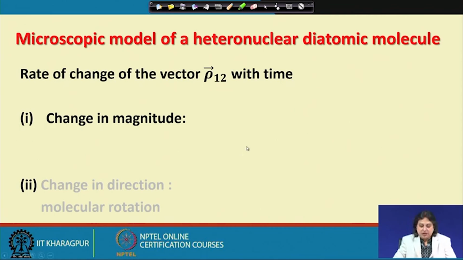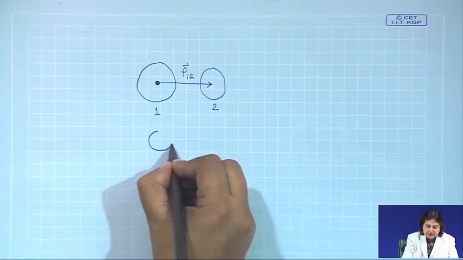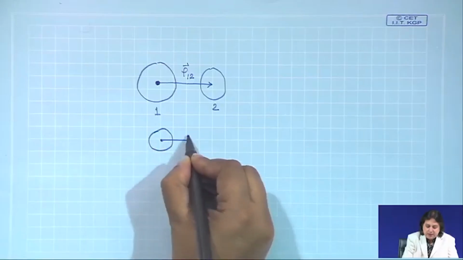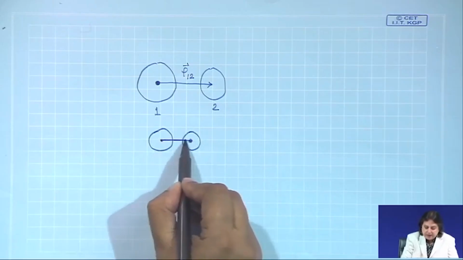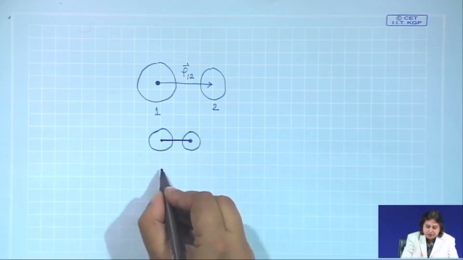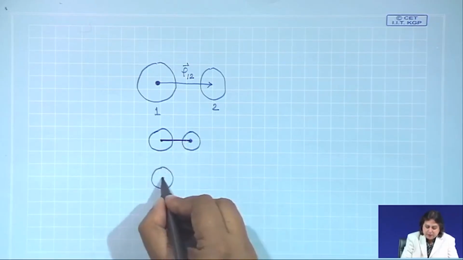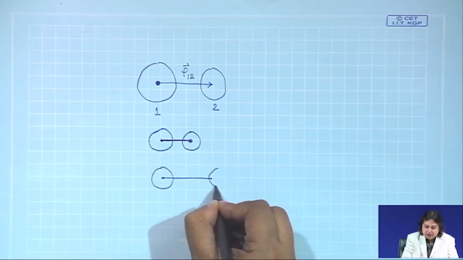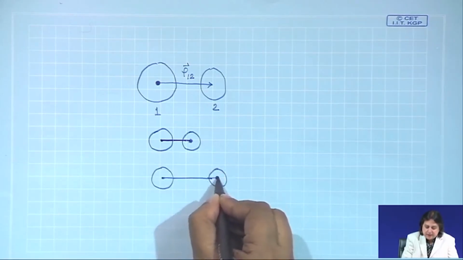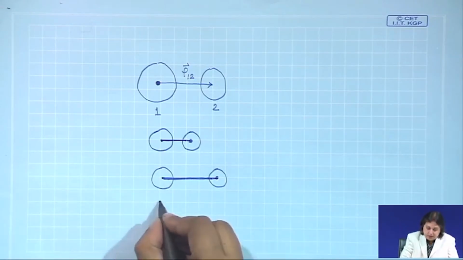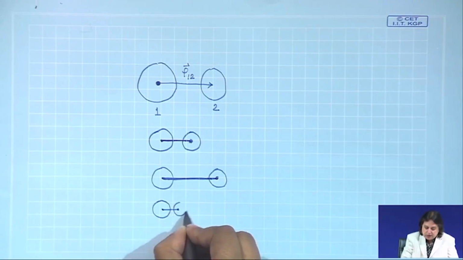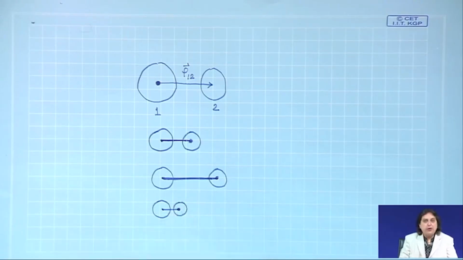So, when you are having a change in magnitude, basically what you are saying is, if this is the equilibrium bond length of the two atoms, then when this vector changes in magnitude, you are going to have one kind of situation where the vector is now longer than the equilibrium bond length, or it may so happen that the vector is now smaller than the equilibrium bond length.